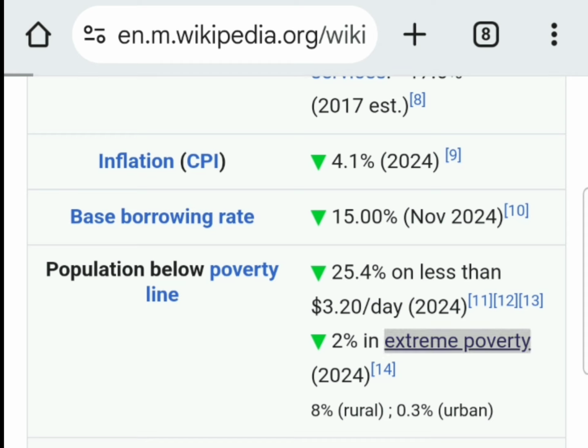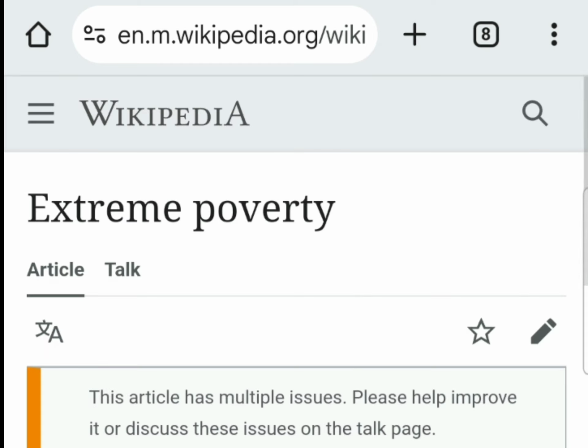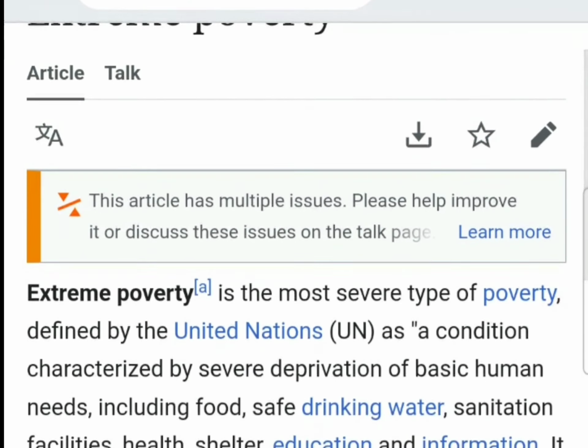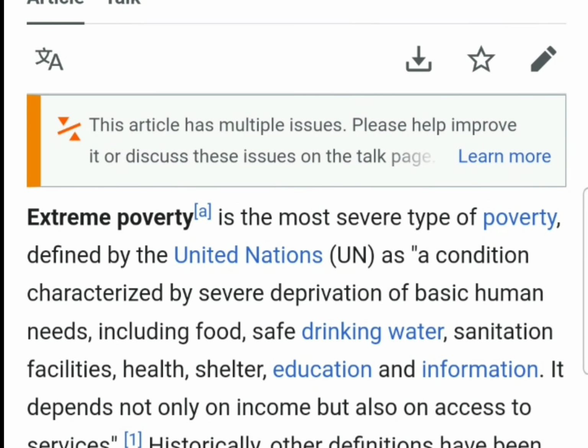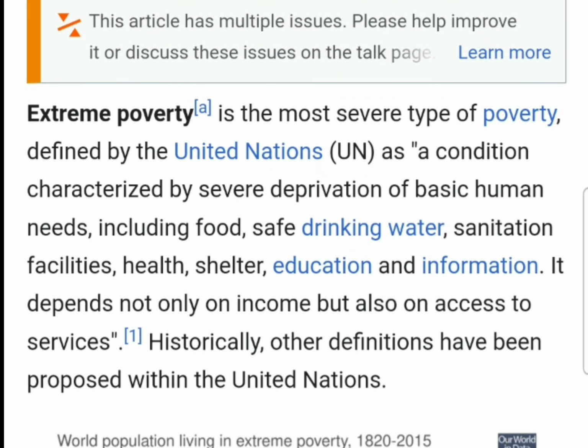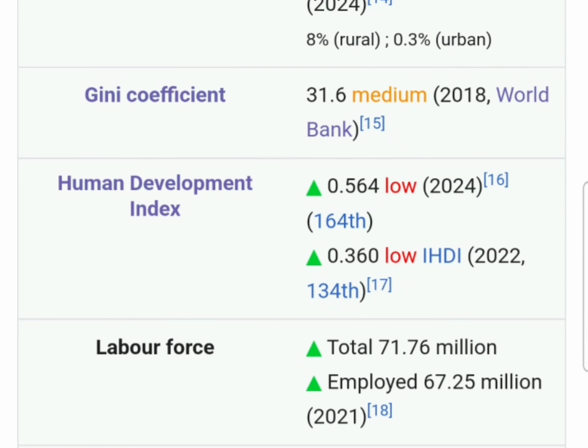Extreme poverty is the case in which people don't have access to the basic needs of life. They don't have access to basic human needs like food, safe drinking water, sanitation facilities, health, shelter, education, and information. In terms of the Gini coefficient, Pakistan's figure is 31.6%, which is medium and almost worst, not good.